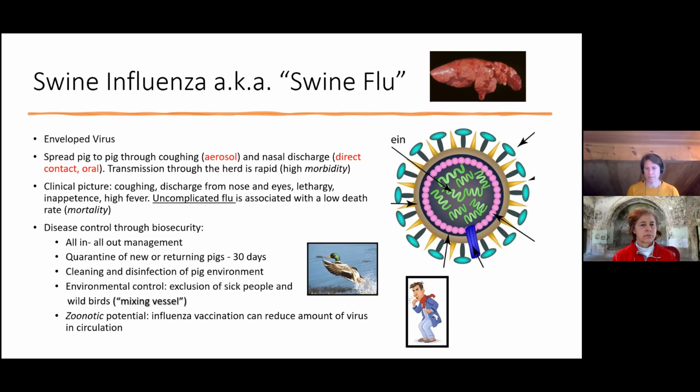Uncomplicated flu means that the pig just has this influenza virus. It's not complicated by any other infectious diseases like mycoplasma or PRRS, which we'll talk about in a minute. So in that case, uncomplicated flu is typically associated with a low death rate in the herd. So that means a low mortality. Mortality describes the number of animals that die. Morbidity describes the number of animals that are affected. So for swine influenza, we see a high morbidity and a low mortality.